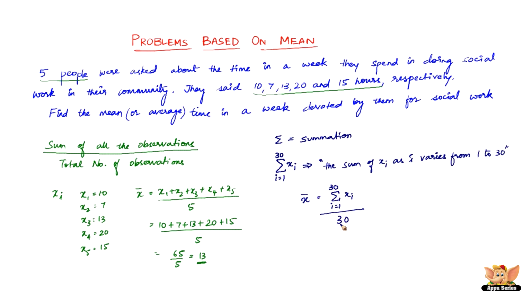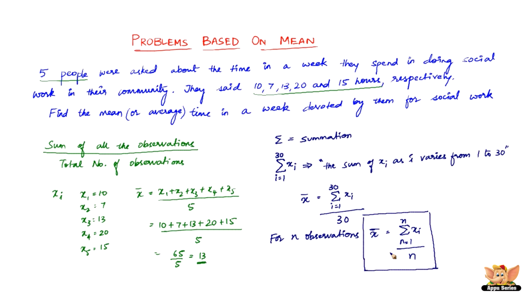But then imagine the number of observations is n. We don't know what it is, 30, 50, 60 and so on. Then for n observations, we have the mean, that is x bar, as the summation or the sum of xi as I varies from 1 to n, divided by n. So this is the general formula for finding the mean. So this ends this video.